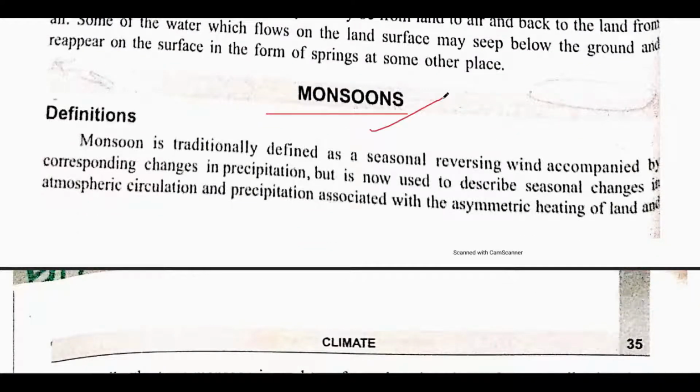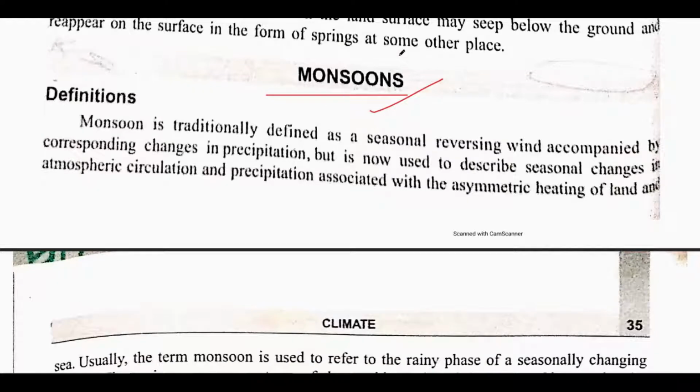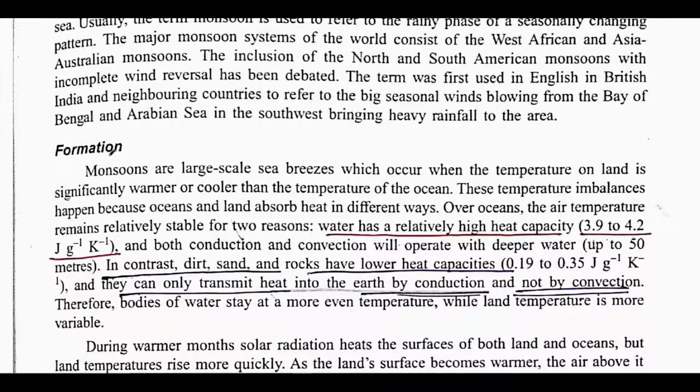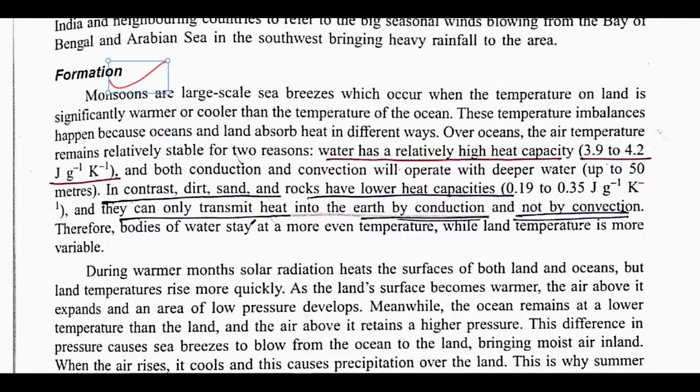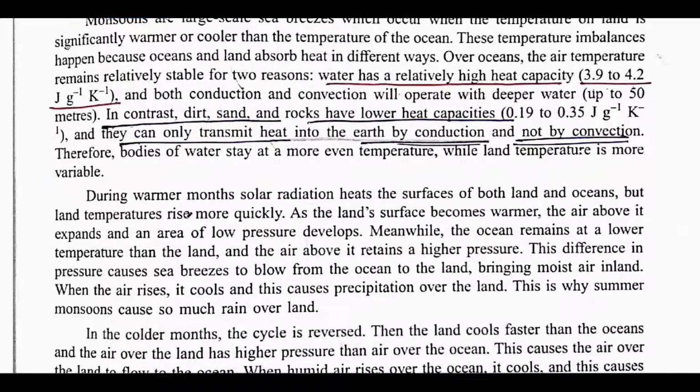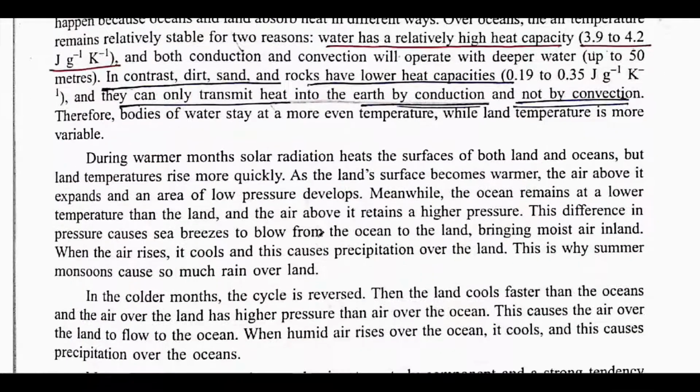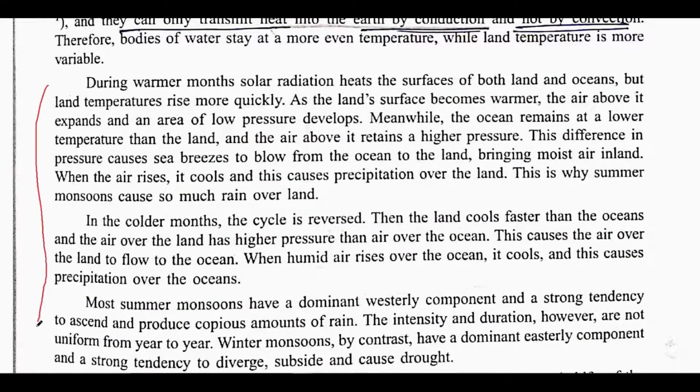Now monsoon, everyone knows that monsoon has been derived from an Arabic word. The formation of monsoon is very important, how the formation of monsoon occurs. Explaining how monsoon occurs would make the video very long. You can go through this, it is very easy to understand. It has been given in a very easy and comprehensive manner how monsoon formation occurs. This is a very important part, the formation of monsoon. You must go through all this part.